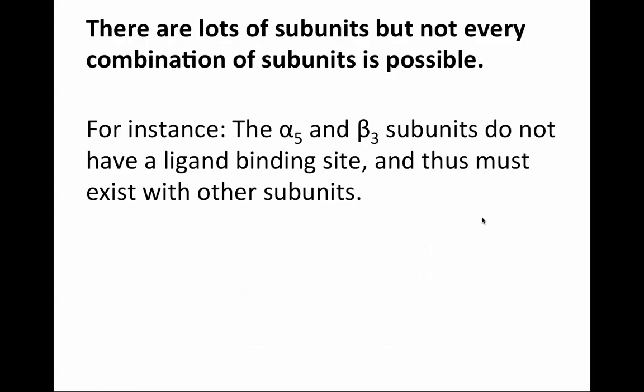Since there are so many different subunits in the nicotinic receptor family, there can be many different combinations that make up a receptor. However, not every combination is possible. The alpha-5 and the beta-3 subunits are called orphan subunits since they lack a ligand binding site, and thus they cannot form functional receptors without other subunits in the combination, since the ligand binding site is at the interface between the two subunits. So a receptor composed of only alpha-5 and beta-3 subunits is not possible.